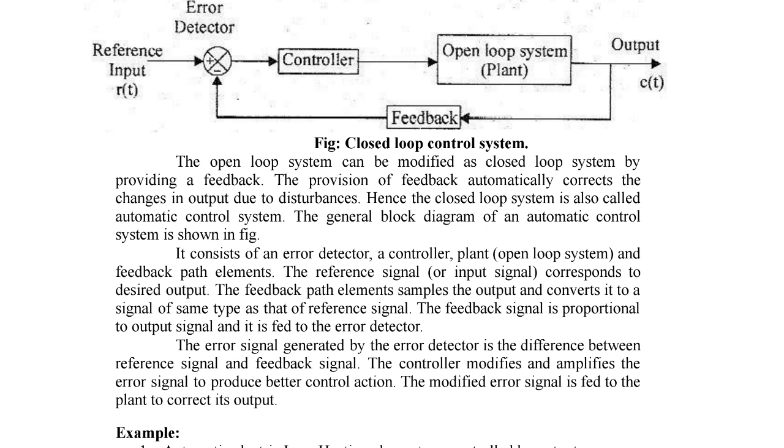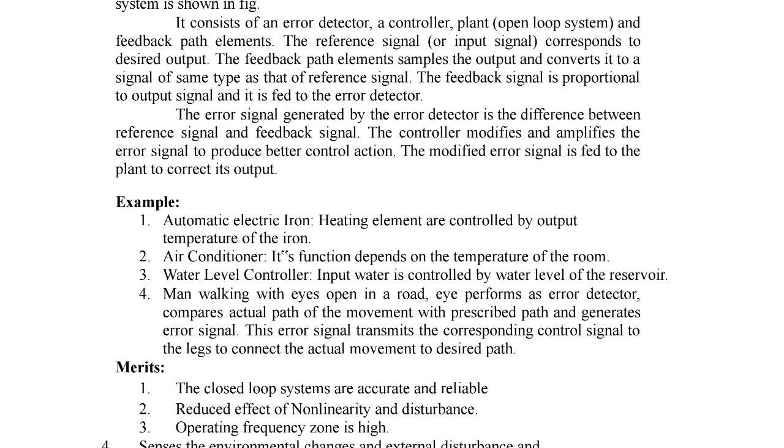The error signal generated by the error detector is the difference between the reference signal and the feedback signal. This is very important here. The error detector computes the difference between the reference signal and the feedback signal. Then the controller modifies and amplifies the error signal to produce a better control action. This modified error signal is fed to the plant to correct the output. The example is any automatic system.